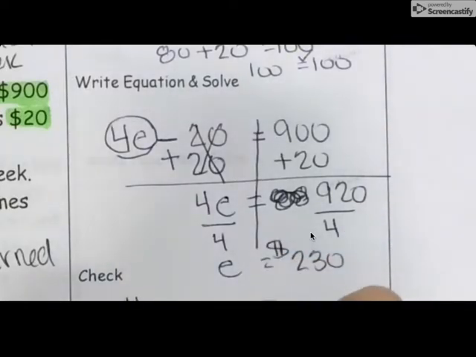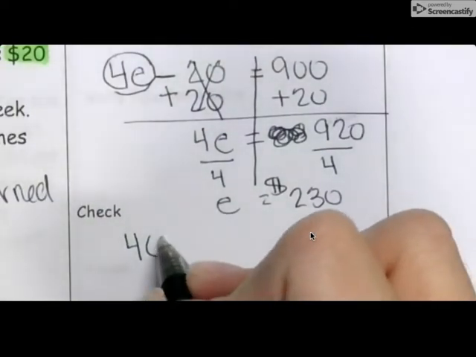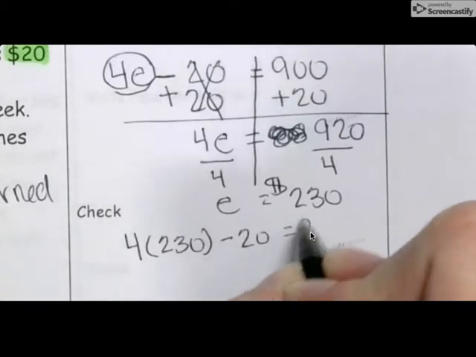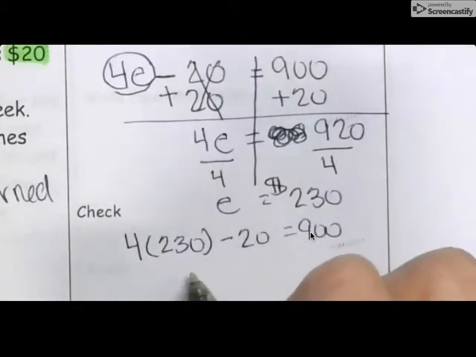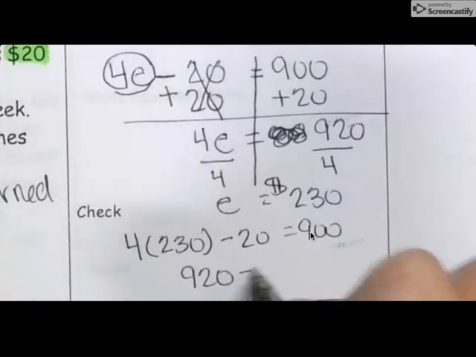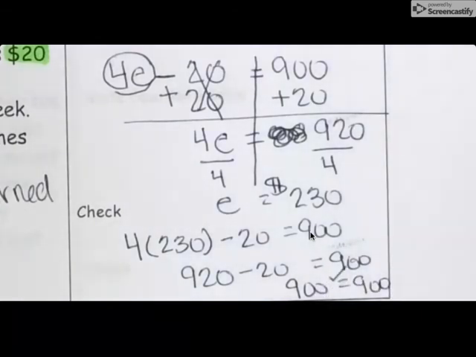So when I go to check, I am going to put 230 in where E was. That gives me 920 minus 20 equals 900. And 900 does equal 900. So we are good to go.